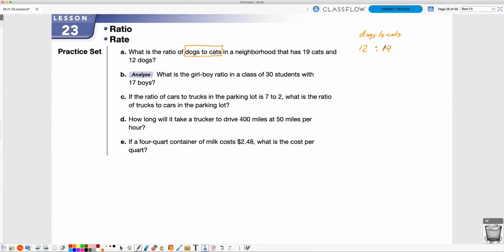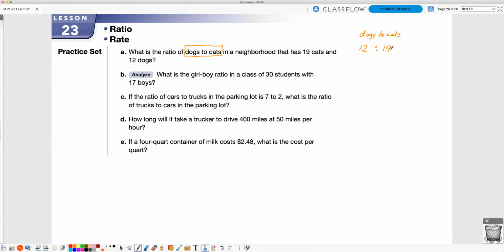So there's your ratio. Can these be reduced? That's the question, I guess, that isn't asked, but you have to consider. It's 12 to 19. 12 is an even number. It's only divisible by 1, 2, 3, 4, 6, and 12.